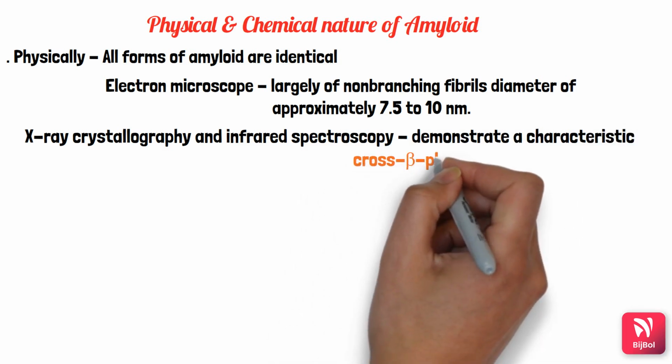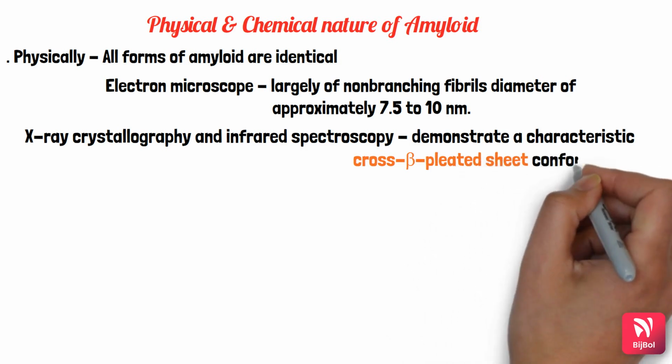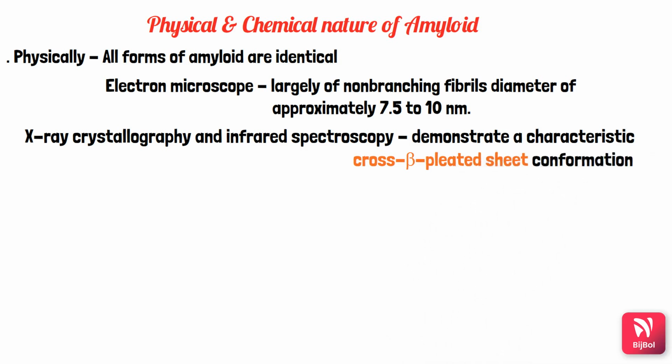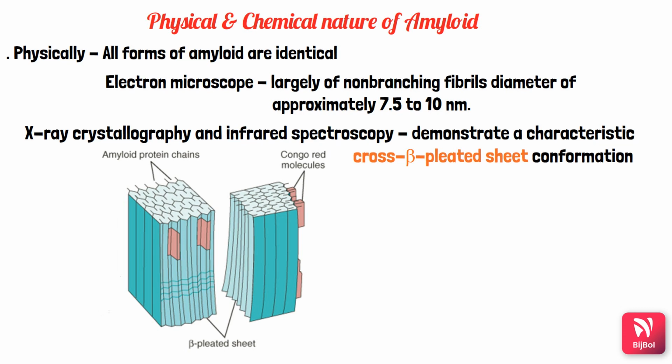So this is basically, we know that protein structure contains primary, secondary, tertiary and quaternary structure, right? Usually alpha helix and beta pleated sheets are in the secondary conformation. Okay, so this is how our amyloid will look, like beta pleated sheets, one upon another. This is the physical nature of amyloid.